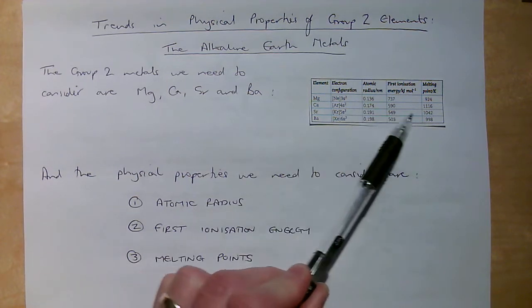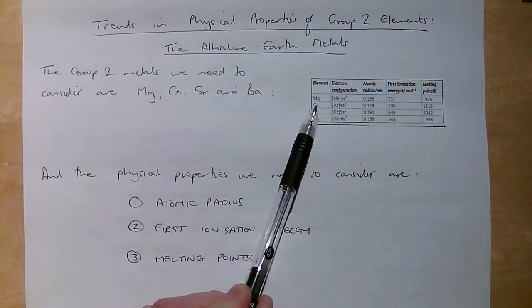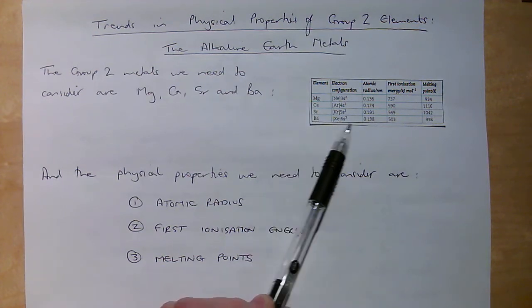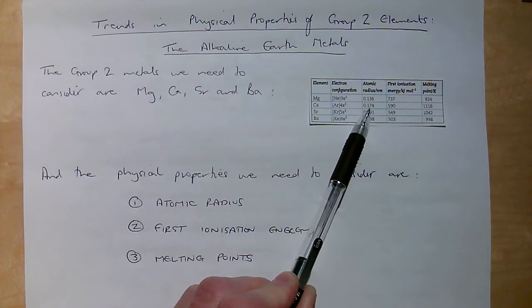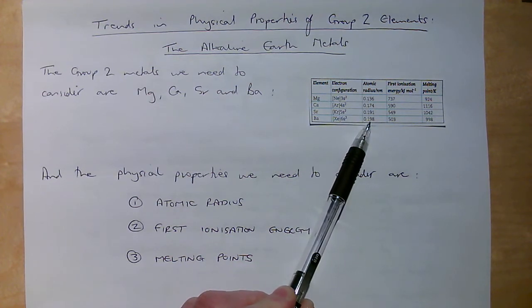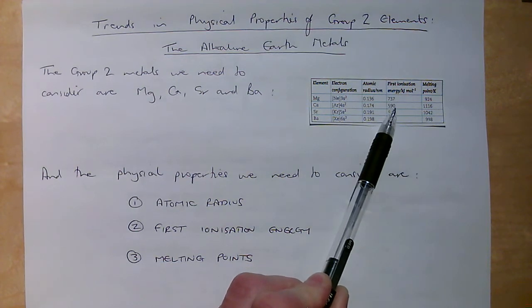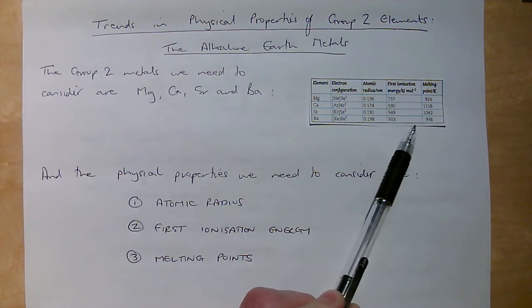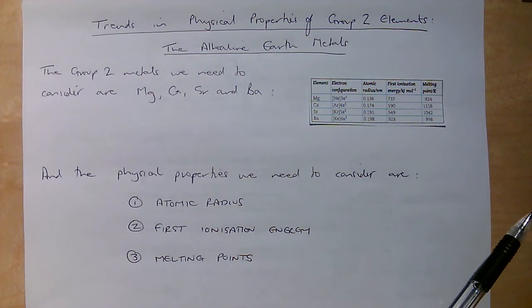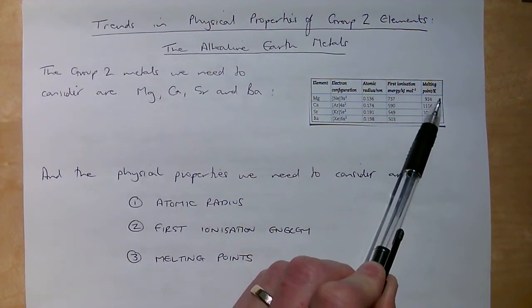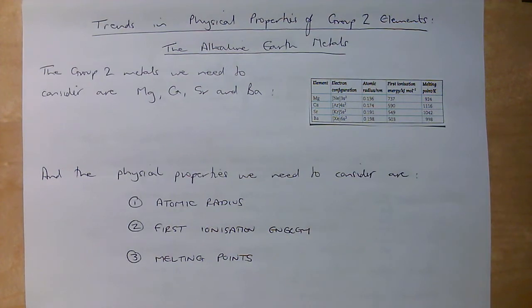If we have a little look at our table here, we can see that for magnesium, calcium, strontium and barium, the atomic radius increases as we go down the group. The first ionization energy decreases as we go down the group, and the melting points as you go down the group generally decrease, but we have one anomaly in magnesium.